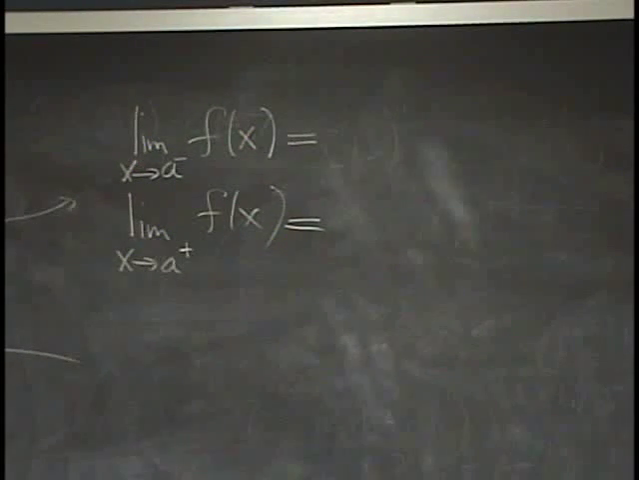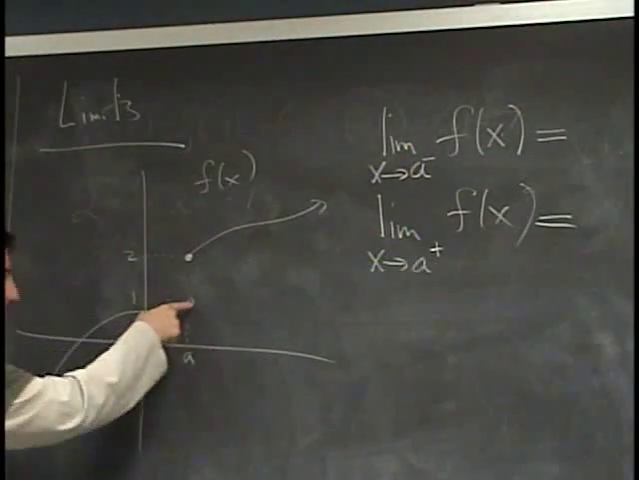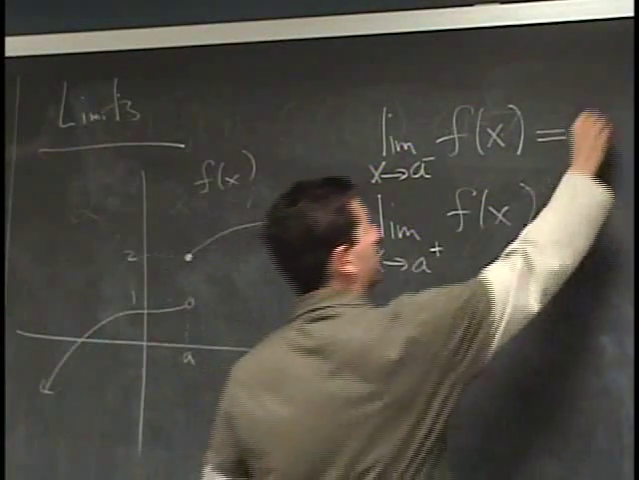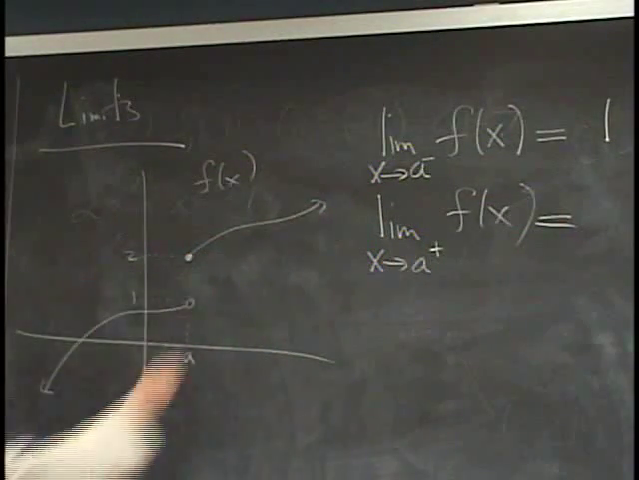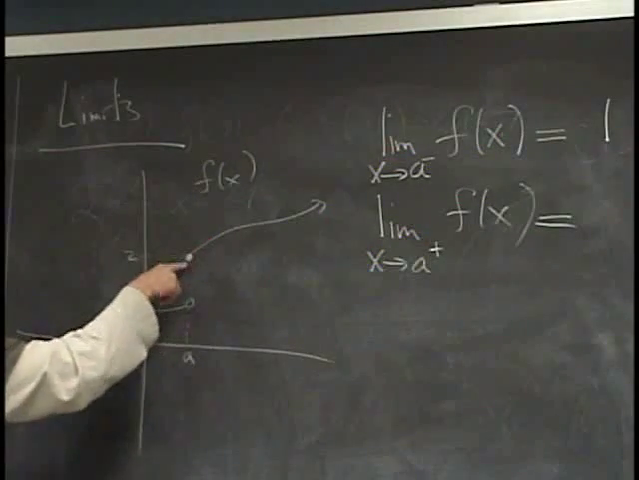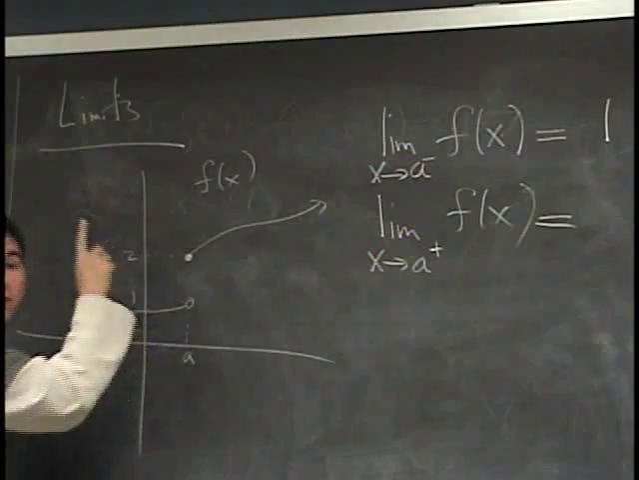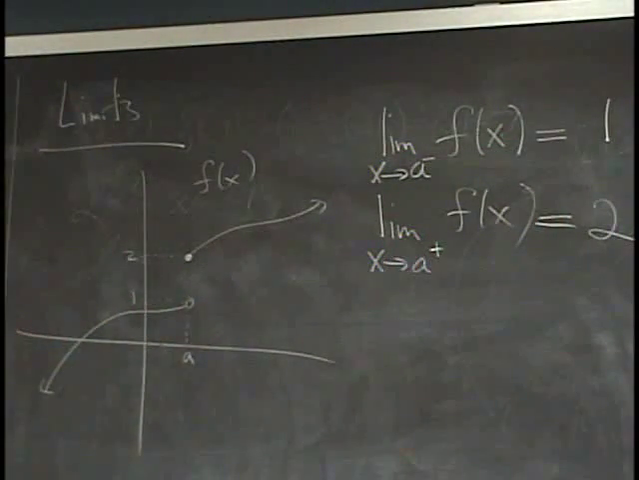In our analogy with military operations, you're targeting the weapons factory. That's what it's supposed to be doing. Does it actually get there? No. If you fired, it would miss. But we don't care. We only care about what you were targeting. So this limit is 1, and that's what this function is targeting from the left. From the right, it's targeting 2. It happens to hit 2, but we don't care. All we care about is what it is targeting. So that's that limit.